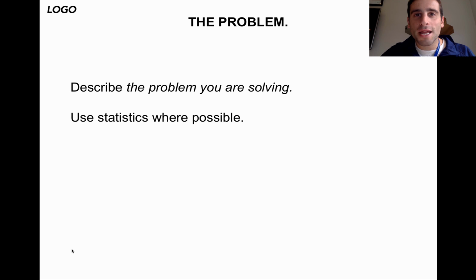Then we're going to jump right into the problem, okay? Every successful venture, be it a product, a service, a nonprofit, is solving a problem for a real need for an audience. So that's what you're going to do on this slide. You're going to describe the problem you're solving. And you're going to use statistics when possible to show that this is a real problem that a lot of people face.